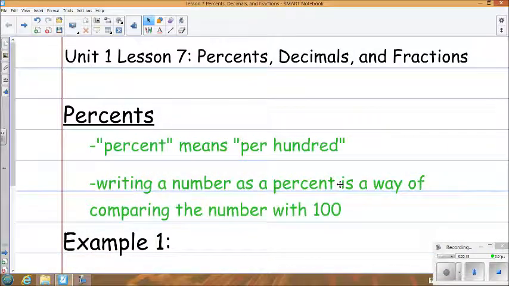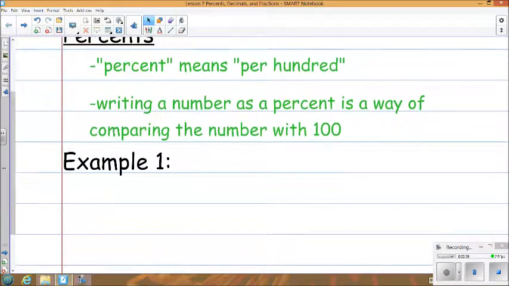Percents basically means per 100. So whenever you're saying something like 12%, it means 12 per 100. It automatically is comparing it to 100. So writing a number as a percent is a way of comparing the number with 100. Let's look at some examples of what a percent is.